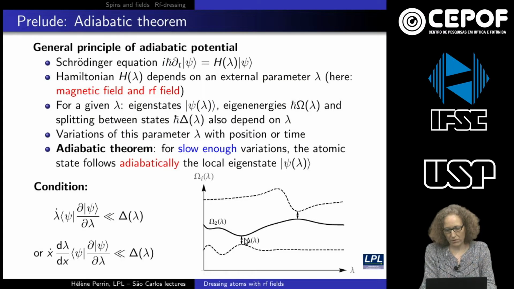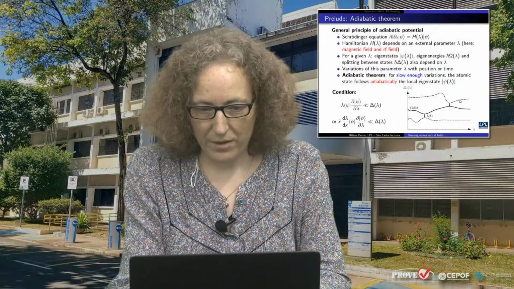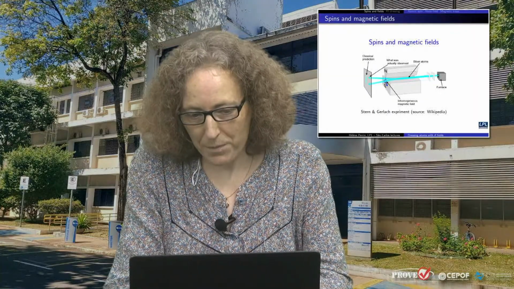And of course, for the adiabatic theorem to be valid, two different levels should not touch, because if they touch, then delta is 0 and you cannot ensure adiabaticity. So the states that I will describe in this lecture and the following lecture are assumed to follow the adiabatic theorem. So now let's concentrate on spins and how they behave in a magnetic field.